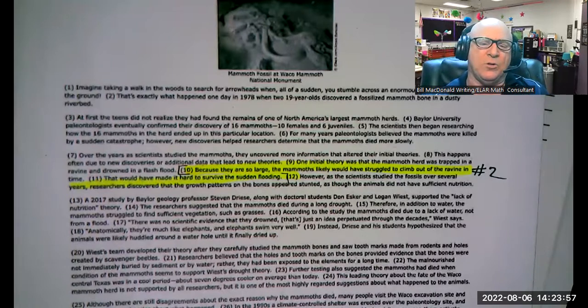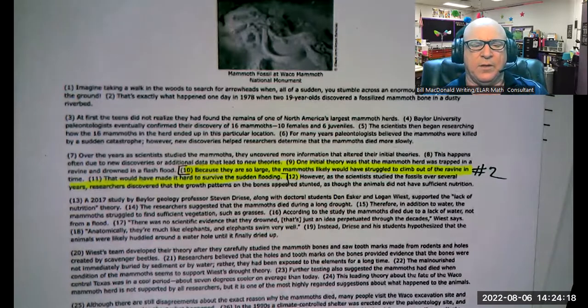Because they are so large, that has a subject and a predicate. So you can set it off apart with a comma. Then you have the independent clause coming up. The mammoths, plural, likely would have struggled to climb out of the ravine in time. That would have made it hard to survive the sudden flooding.